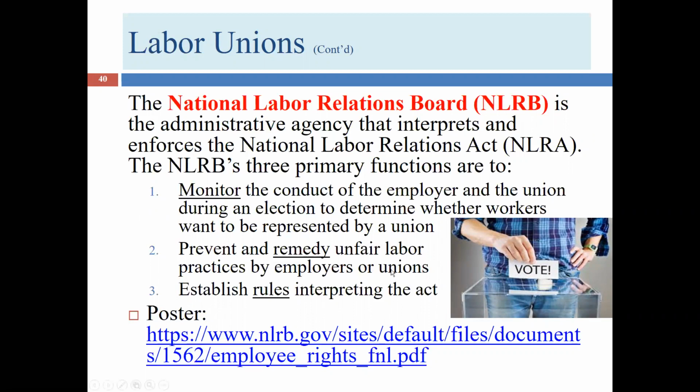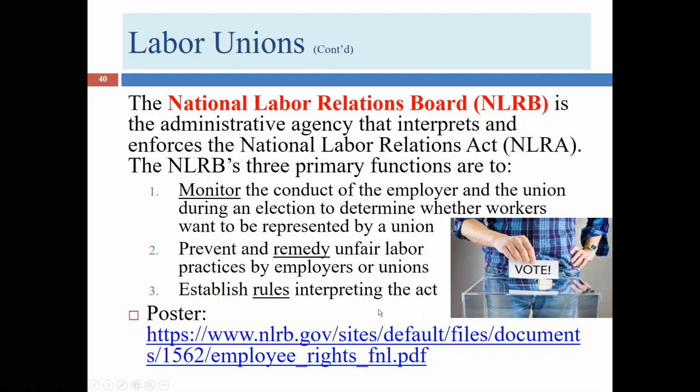Similarly, unions can also be subject to ULP charges. Let's say the union threatens people, says, well, we're going to break your kneecaps if you don't vote for the union. Then that employee, along with the employer, can go to the NLRB and say, hey, the union violated the law, committed an unfair labor practice. And these misconducts can actually result in new elections being required or other penalties associated with it. In addition, the National Labor Relations Board, it's an administrative agency, so it also gets involved in rulemaking as well.